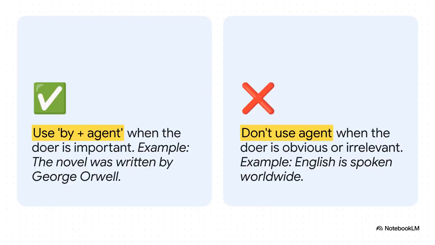And finally, if you do decide to use the passive voice, when should you include that little by phrase? The rule is simple. You only add the agent when knowing who they are is important or maybe even surprising. Saying the novel was written is fine, but saying it was written by George Orwell adds crucial information. On the flip side, in a sentence like English is spoken worldwide, adding by people is just completely unnecessary.